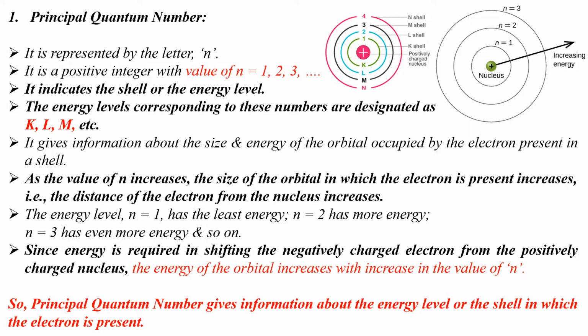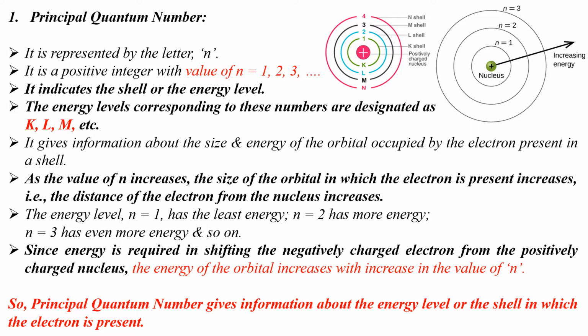The first one is the principal quantum number. It is represented by the letter n. It is a positive integer with value of n ranging from 1, 2, 3 and so on. Now look at the picture. The first shell is indicated by n equal to 1. The second shell is indicated by n equal to 2. The third shell is indicated by n equal to 3 and so on. So it indicates the shell or the energy level.